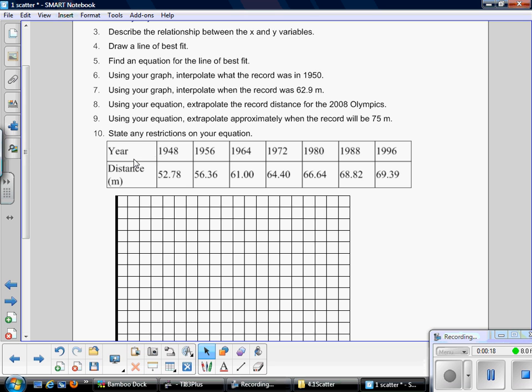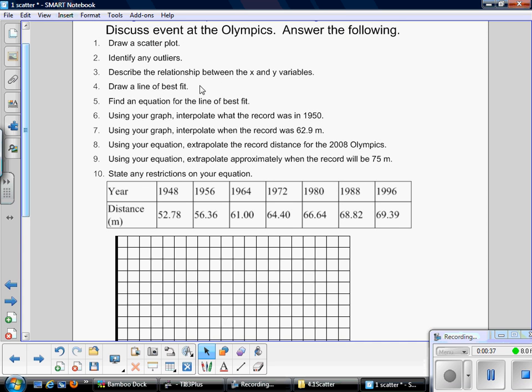So we have years going from 1948 all the way up to the Olympics in 1996. And then these are the measurements of the distances. Now, just looking at the table, you can see that these distances are increasing. Are they increasing linearly? Not quite sure. So the first step they tell us to do is draw a scatter plot.